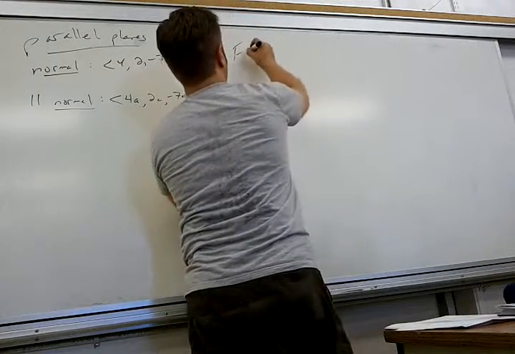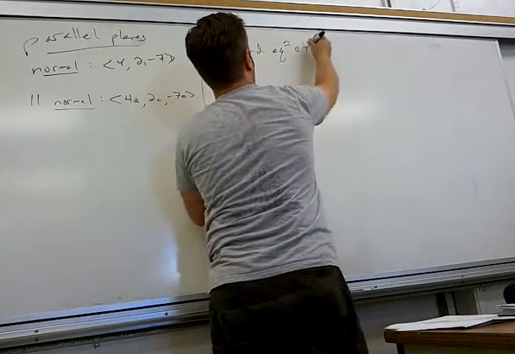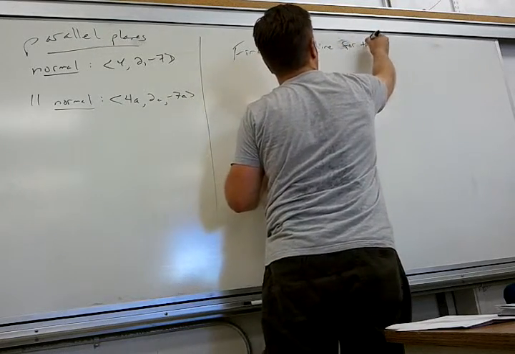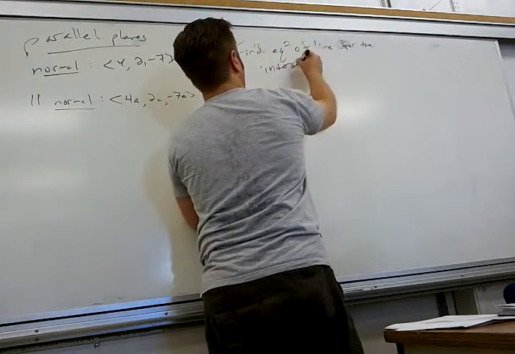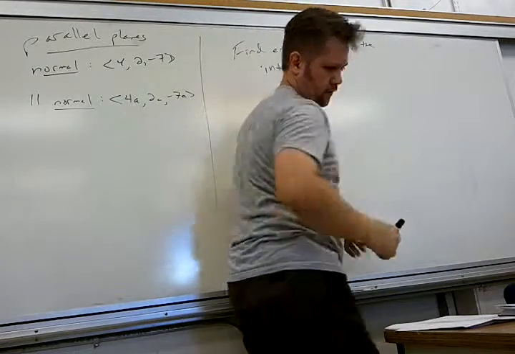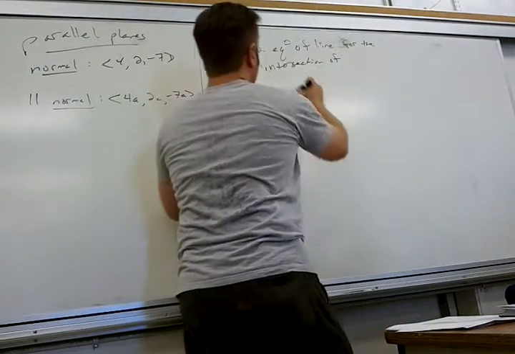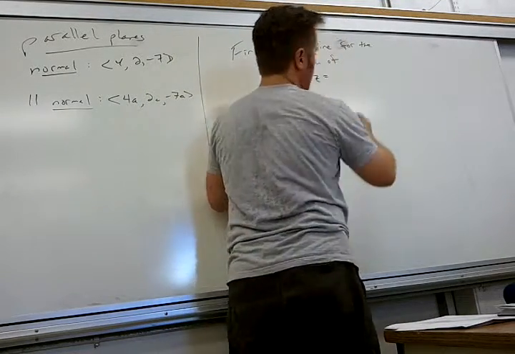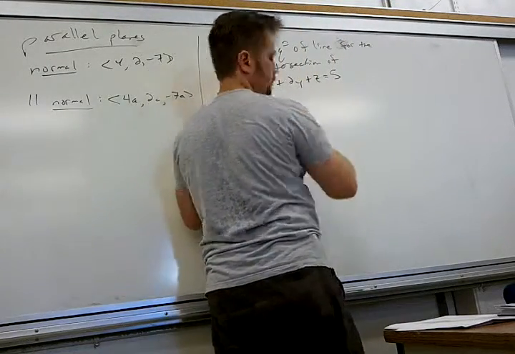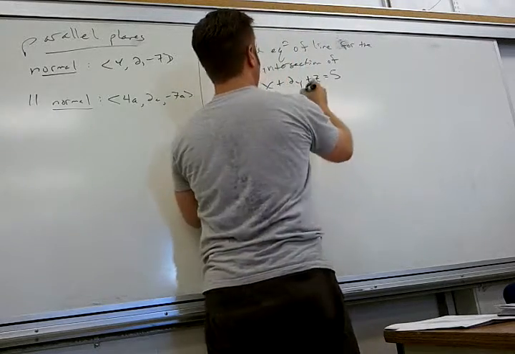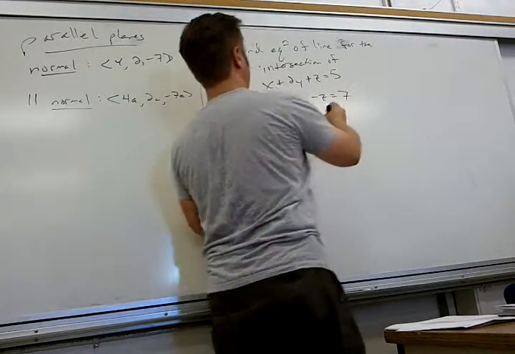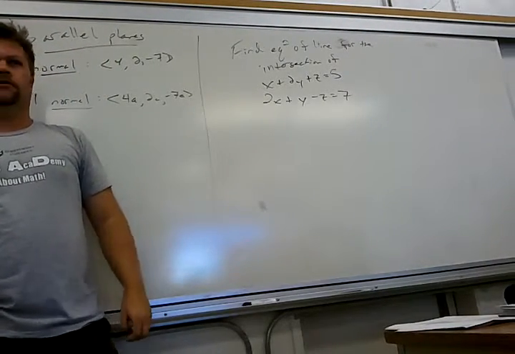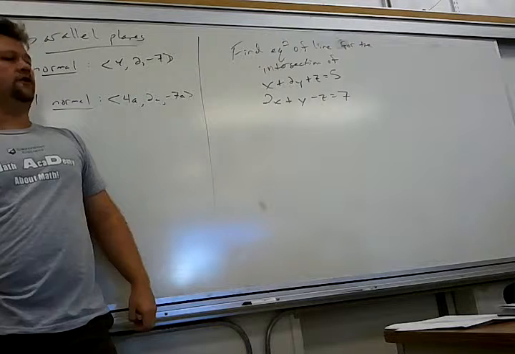Find the equation of the line for the intersection of x plus 2y plus z equals 5, 2x plus y minus z equals 7. So there's two planes. They want the equation of the line for the intersection.